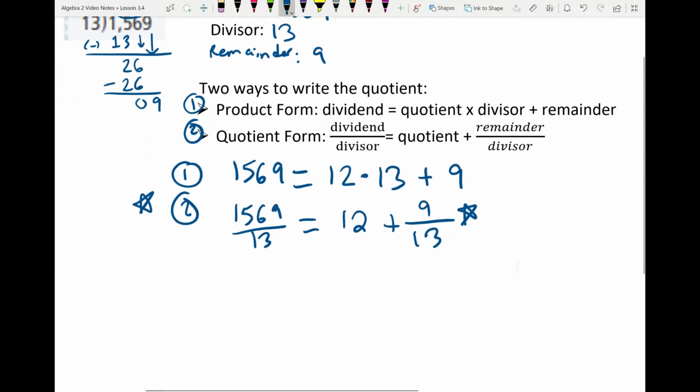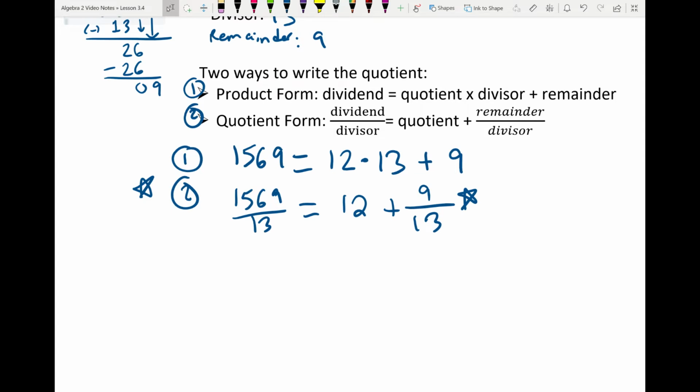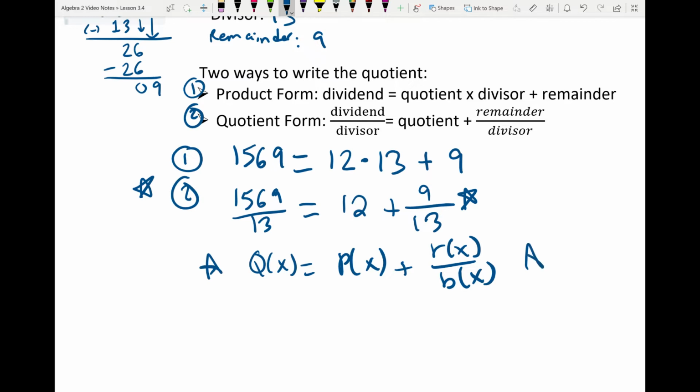So if you go back to the standard, you may recall that it wants you to write it in the form, well, q of x equal to, r of x over b of x, and then some polynomial p of x, something like that. So that's the standard to be able to write a quotient in that form, which is why we prefer the second way.